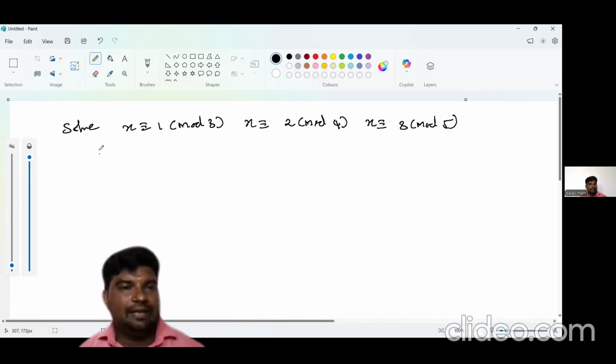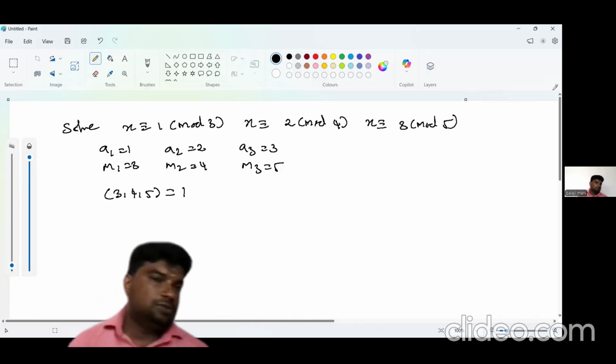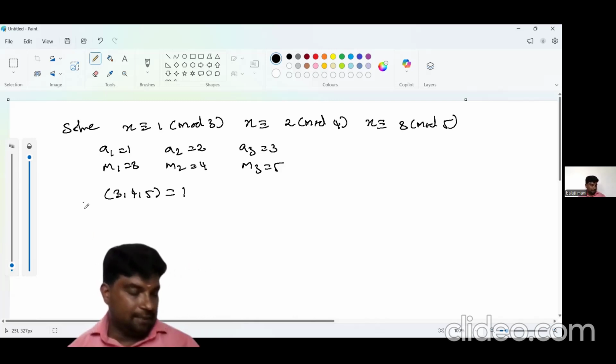By the Chinese remainder theorem, first we identify a1 is 1, m1 is 3, and in the second congruence a2 is 2 and m2 is 4, and a3 is 3, m3 is 5. Now check that the given moduli m1, m2, m3, that is 3, 4, 5, are pairwise relatively prime. The GCD is 1, so we can apply the Chinese remainder theorem.